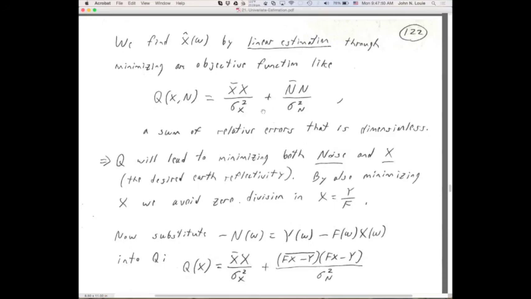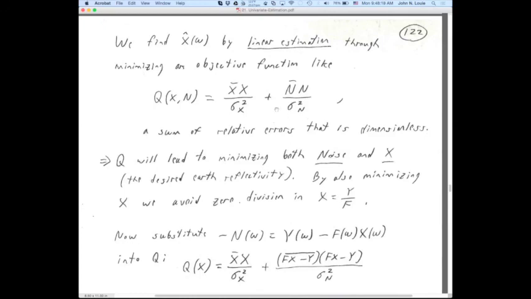And the solution was the familiar smooth division by zero. So what we've got is an objective function that depends on x. It also, of course, depends on the noise n. And it's x conjugate x divided by sigma squared of x, plus now also in the objective function is n conjugate n divided by sigma squared of the noise.